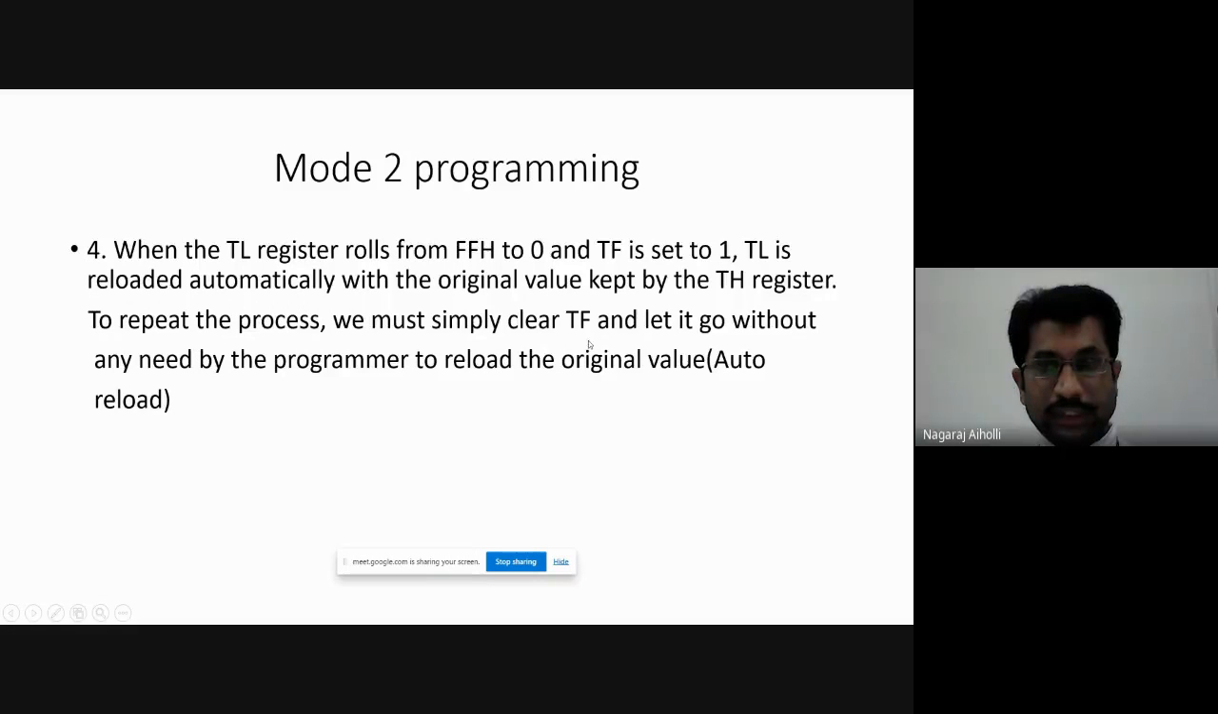To repeat the process, we must clear the timer overflow flag, and then it is not necessary for the programmer to reload the original value. Just now I explained the program where the starting value was reloaded, correct? But here we need not reload the original value. It will reload by itself. We need not write the program in such a way as to reload the original value. It will do it by itself.